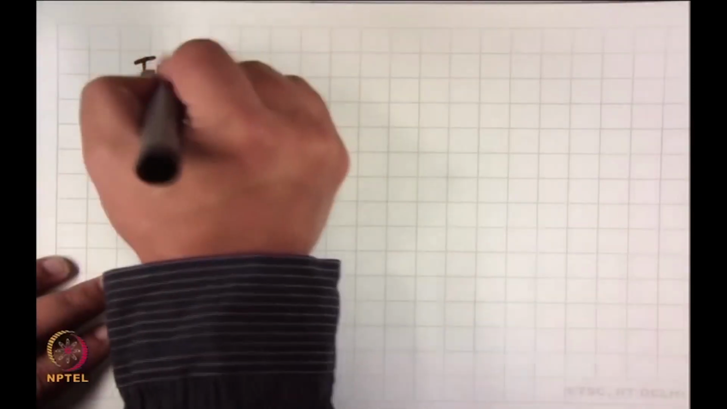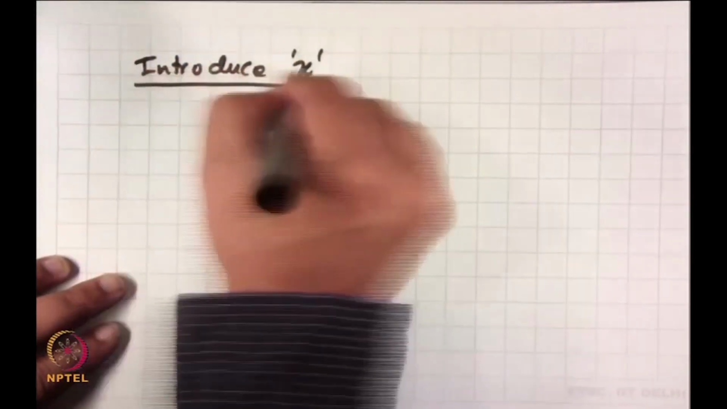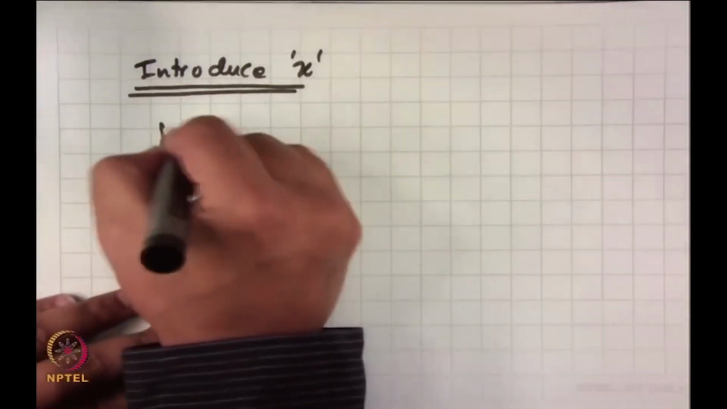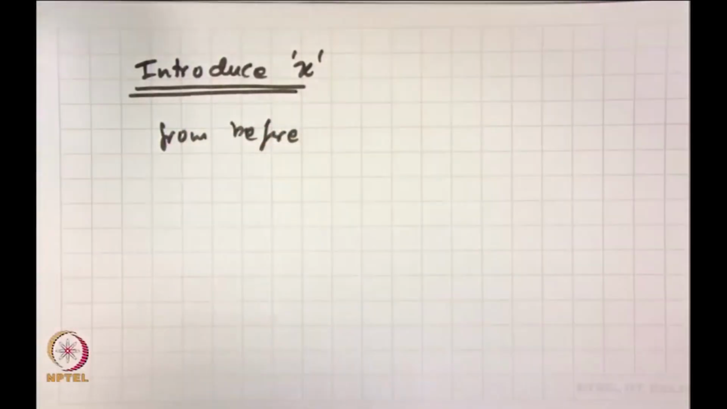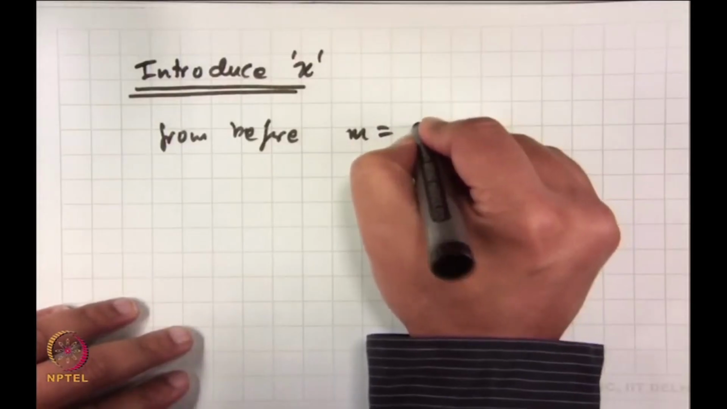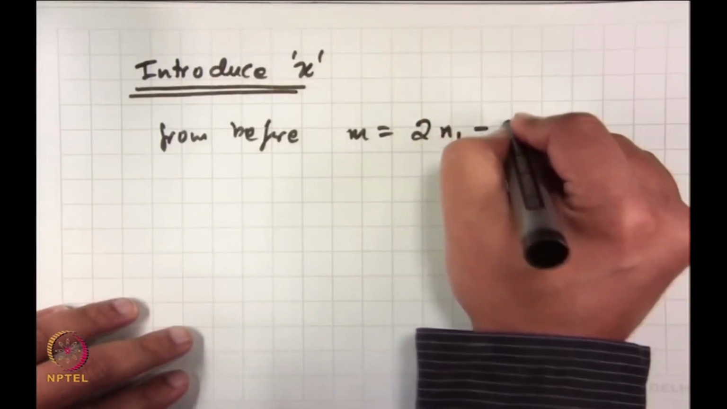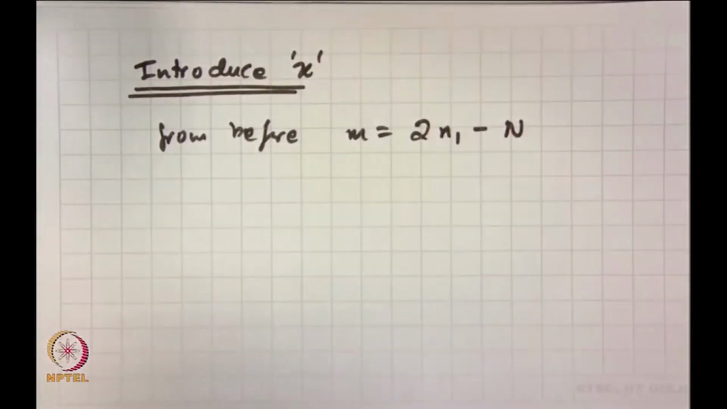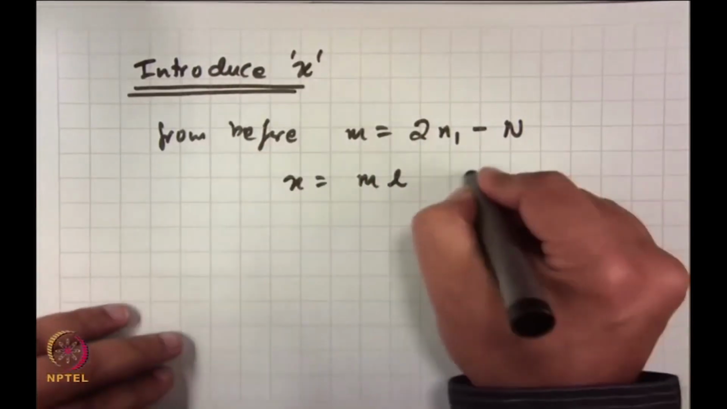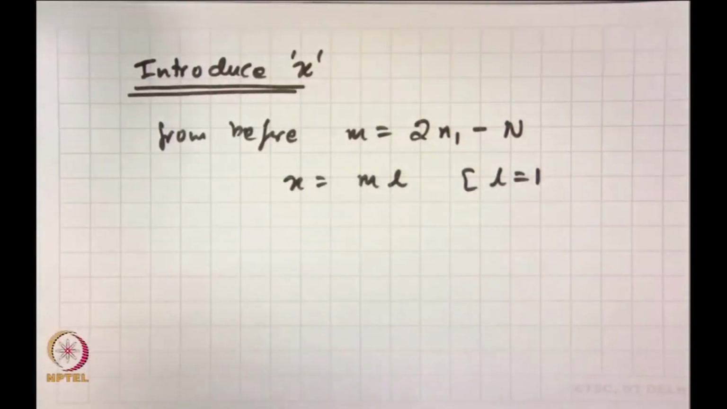So, that means the next step is introduce x, that means the displacement. And how do you do that? To introduce the displacement x, now remember from before, what was m equal to? Can you remind me? What was m equal to? 2 times n1 minus n, right? Okay. Now, what did I say? That my x, which is the distance moved, has to be x equal to m times L. This is the distance moved in the positive direction. Now, what about L? I am taking L to be 1, right, because each step is of unit length.